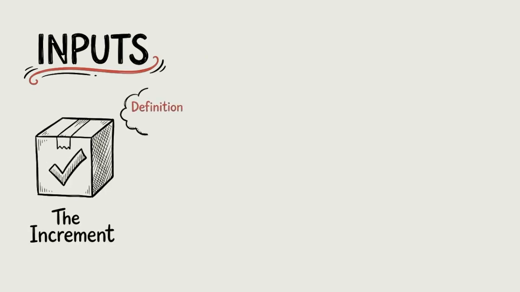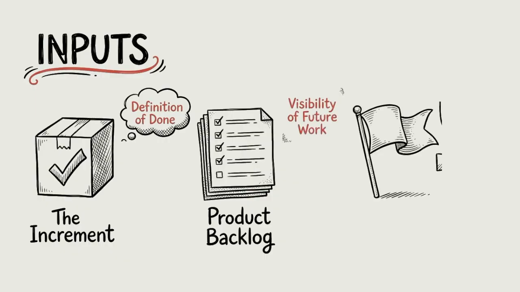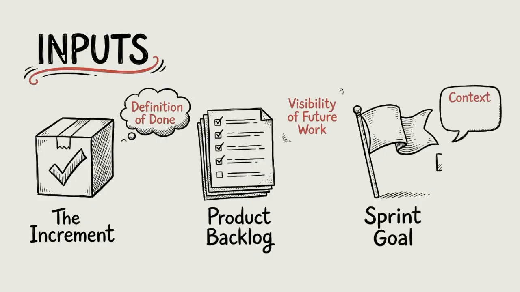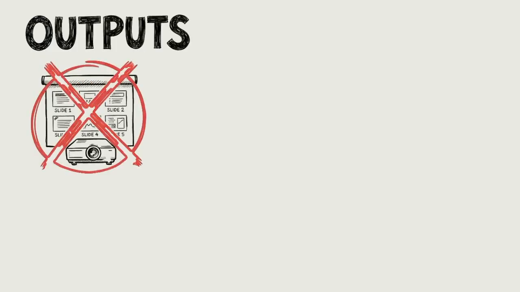This is the integrated working product that meets the definition of done. The product backlog is also an important input because it provides visibility into upcoming work and will be updated during or after the discussion. The sprint goal gives context, helping everyone judge whether the sprint achieved what it set out to accomplish. The output of a successful sprint review meeting is not a presentation or a completed meeting.